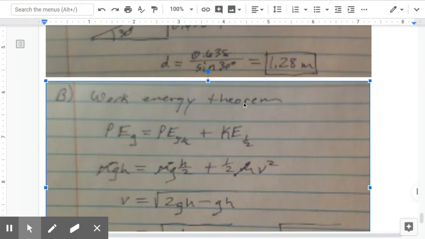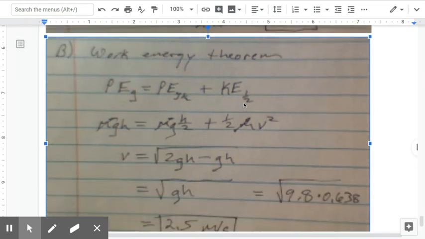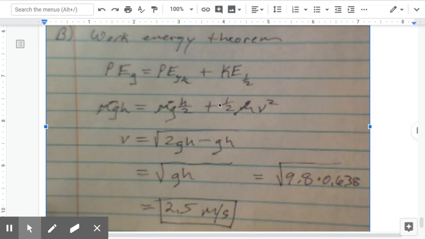Part B, we are supposed to solve for the speed when it is halfway up the ramp. If it's halfway up the ramp, our height will be 1/2. I'm going to use the same thing here. I'm going to take the potential energy we had at the top of the ramp and call that my initial energy. Then that has to equal the potential energy halfway up the ramp plus the kinetic energy halfway up the ramp.